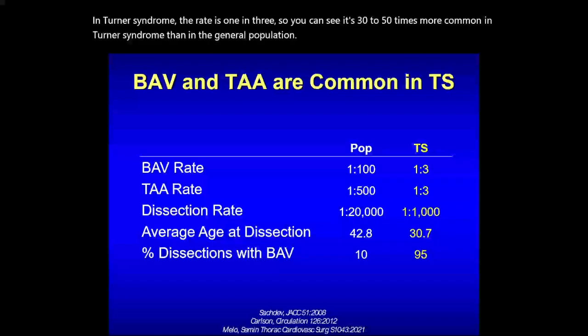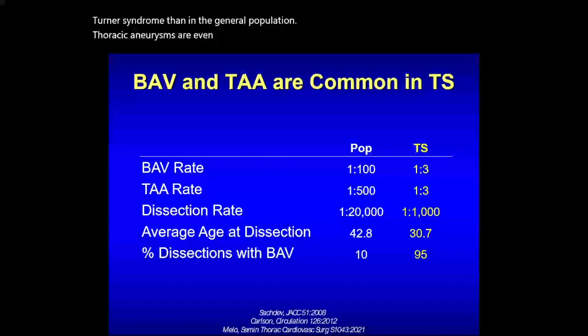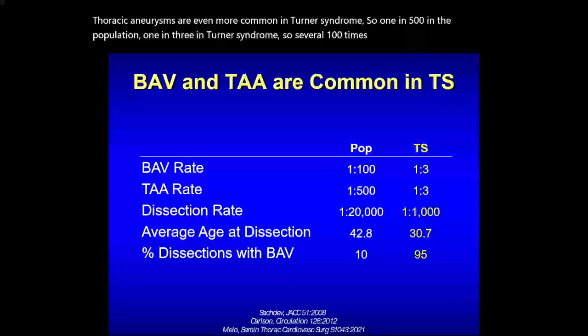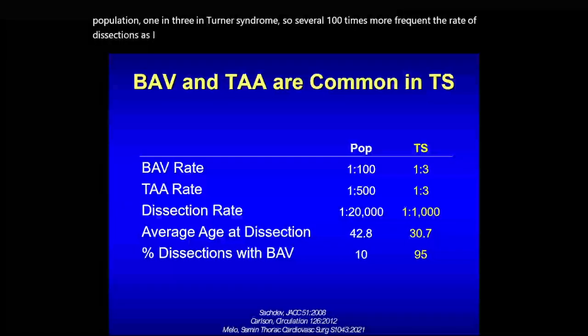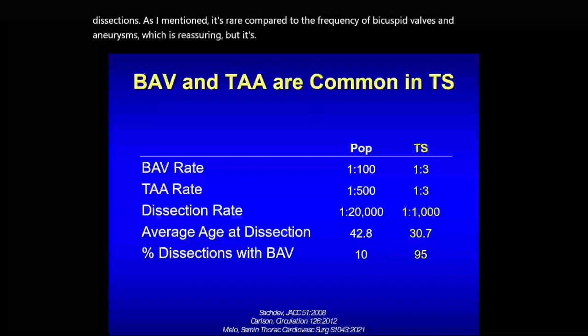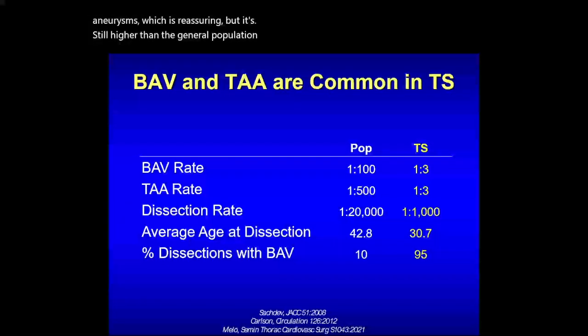Thoracic aneurysms are even more common in Turner syndrome. So 1 in 500 in the population, 1 in 3 in Turner syndrome. So several hundred times more frequent. The rate of dissections, as I mentioned, is rare compared to the frequency of bicuspid valves and aneurysms, which is reassuring, but it's still higher than the general population by 20 times.